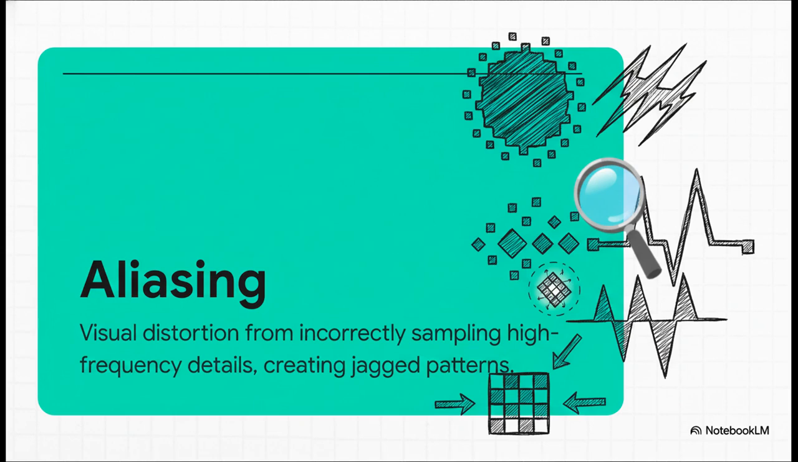And now we can finally put a name to the problem. It's called aliasing. It's that awful visual distortion that happens when those high-frequency details get all scrambled up when you resize the picture. When you just throw pixels away, you're sampling the image incorrectly, and you end up creating those ugly, blocky patterns that weren't even there to begin with.